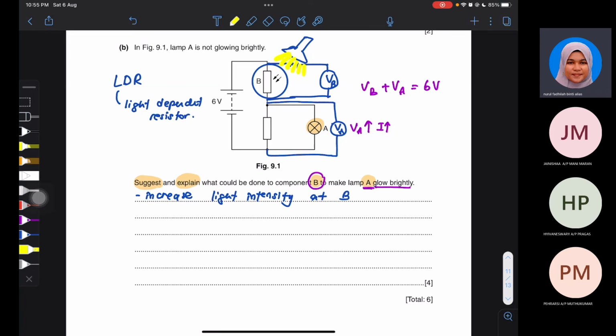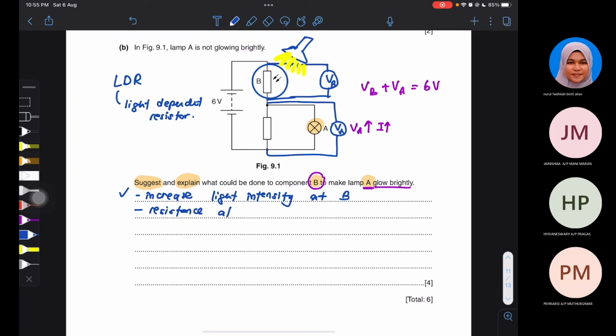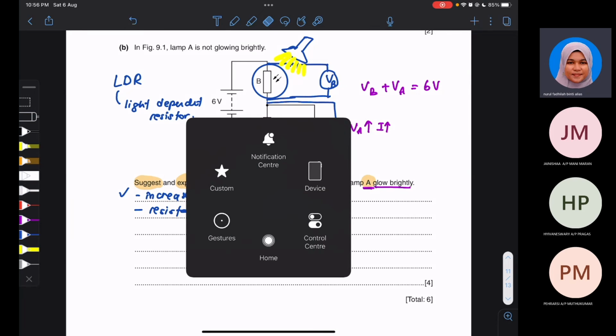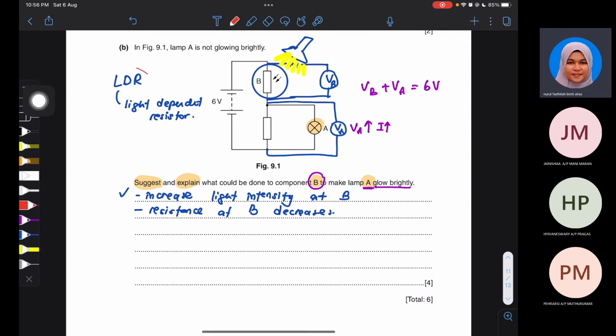Okay, so bila kita dah buat macam tu, when we have increased the light intensity at B, what happened? Resistance of B. Oh yeah, alright. Thank you. So, ini resistance. Sekejap, resistance at B increases as well. Sorry. Resistance at B decreases. Kenapa decreases? You faham tak kenapa? Okay, you kena tahu LDR ni kat sini, you kena tahu function of LDR.